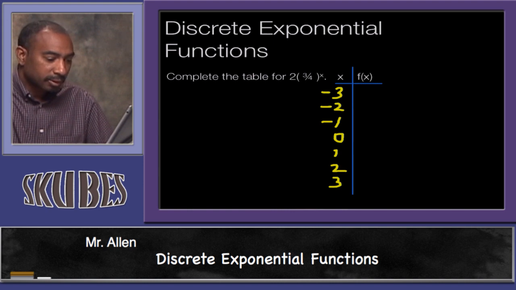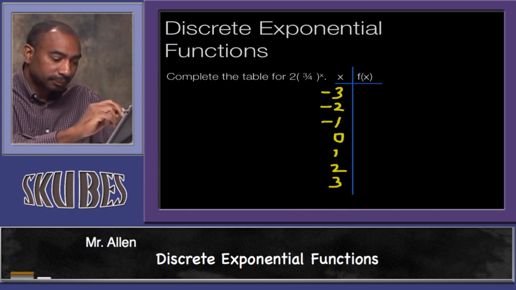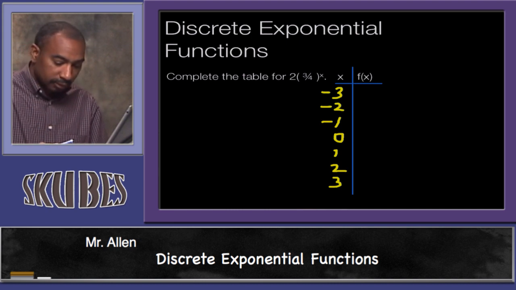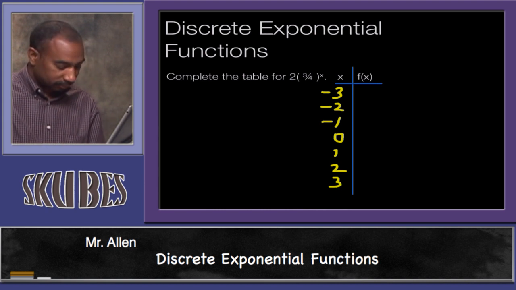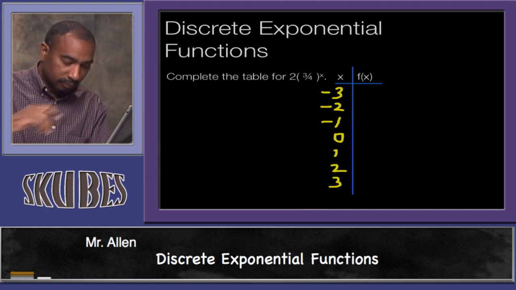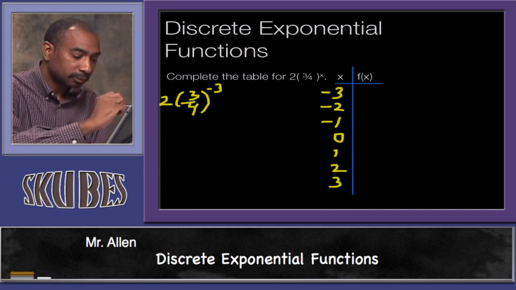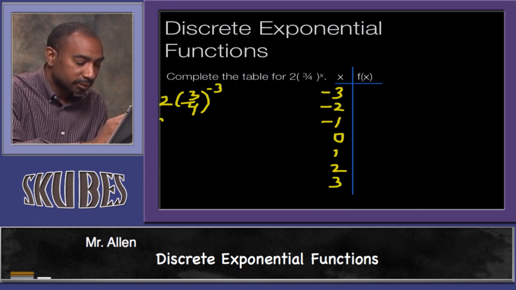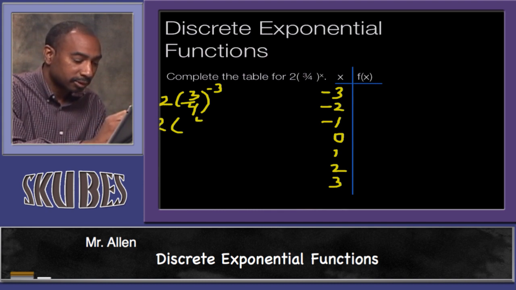Okay, complete the table for 2 times 3/4 to the x power. Remember the base is 3/4 and the coefficient's 2. So if you were to evaluate that, you would say 2 times 3/4 raised to the 3rd power. Remember what you would do with this is you can take the reciprocal of this fraction inside the parentheses, so that'd be 4/3 to the 3rd power.